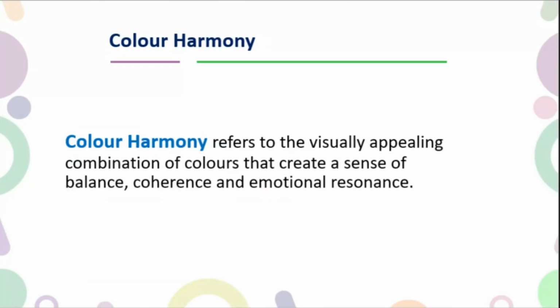Then we come to color harmony. Color harmony refers to the visually appealing combination of colors that create a sense of balance, coherence, and emotional resonance. So when we talk about color harmony, it is actually about how colors relate. The person who developed the color wheel shows relationships between what? Colors. So we will look at different color palettes and how they relate on the color wheel.